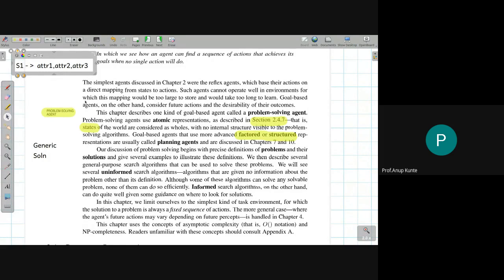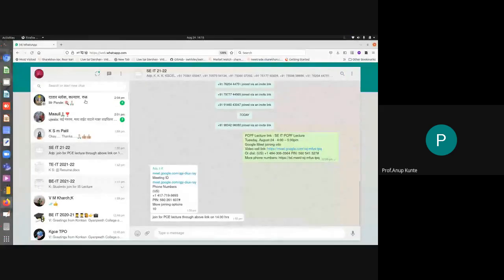You should understand the word atomic. What does it mean? The word atomic means the state is like a block, and that block is composed of a fixed set of attributes which will not change over the solution. So when you are solving the problem, the state representation remains consistent as it is. If you are using three attributes to represent a state, it will remain three attributes to represent the state.